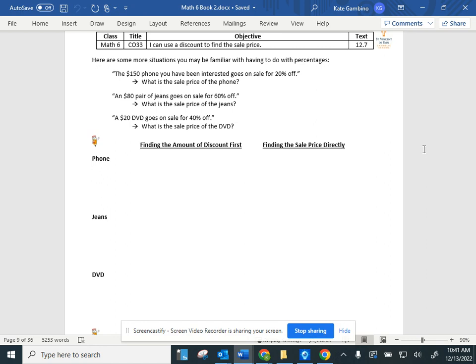I use it all the time when I go out shopping with grocery stores, Target, Costco, all the places. I'm looking to see, how much of a discount is it? What is that final price? So here are some more situations you may be familiar with having to do with percentages.